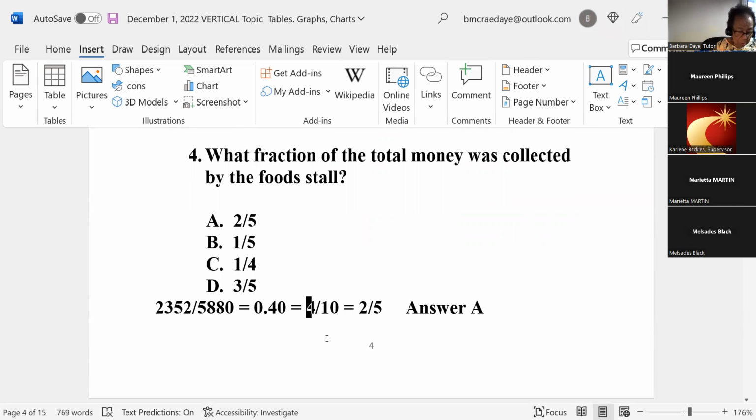Okay, because remember, a percent is a ratio of a number to a 100. So that's 40 over 100. And that's equal to 4 over 10. And 2 goes in the 4 2 times, 2 goes in the 10 5 times. So answer A, 2/5, 2 over 5. Question on number 4?